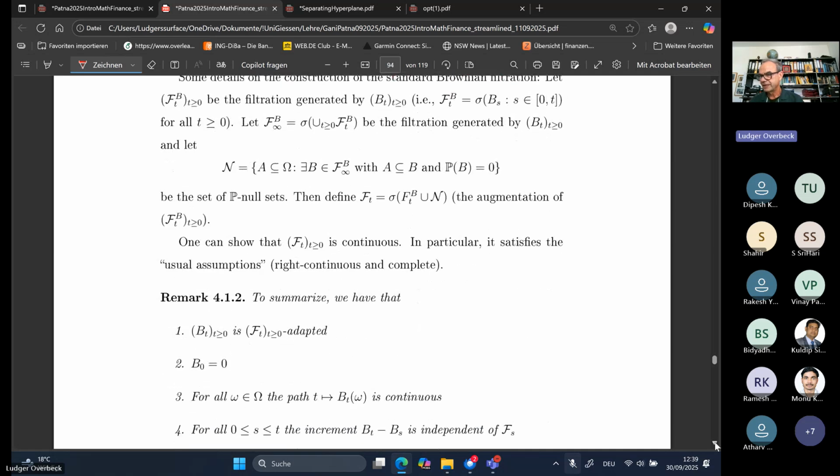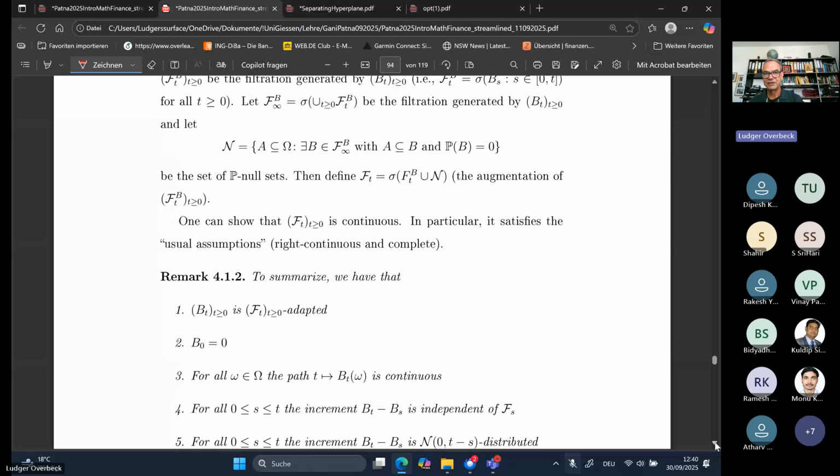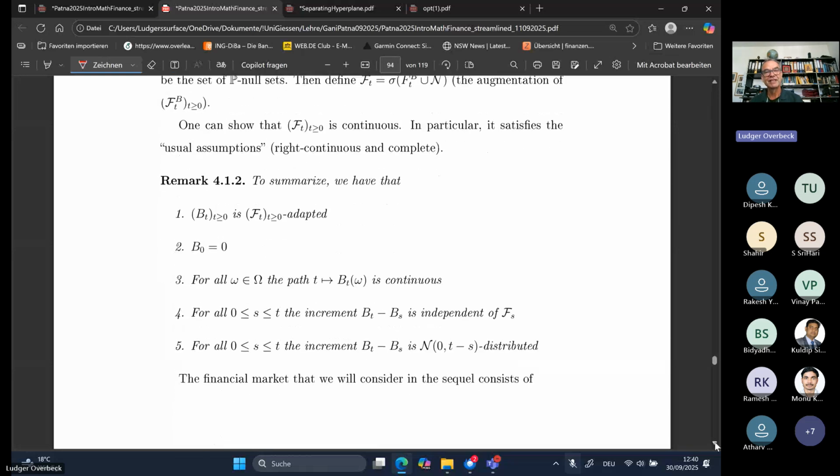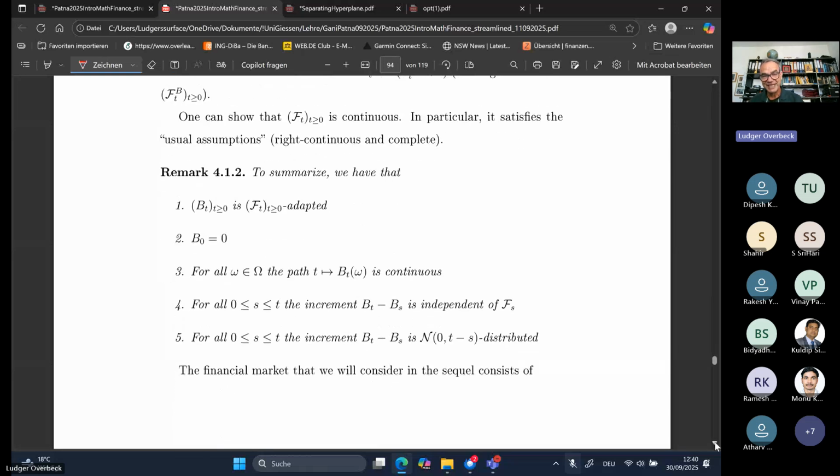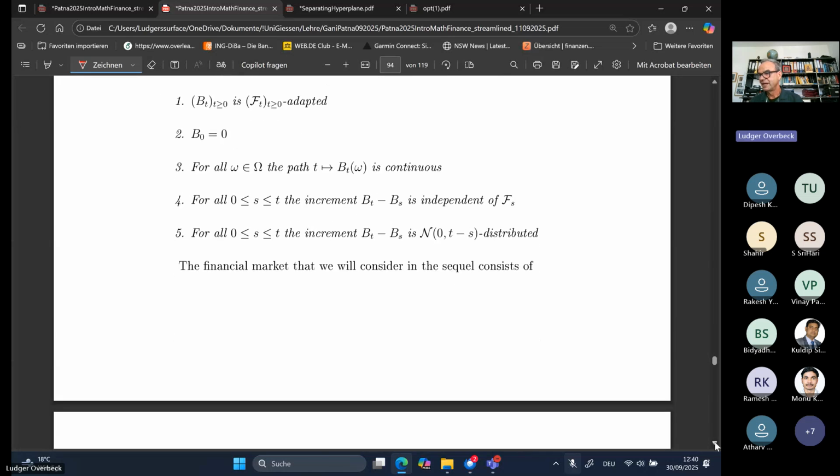Because to some extent we have already seen zero sets, because we have these equivalent martingale measures. The one technical thing here is that we put all subsets of zero sets into the sigma algebra. This is called augmentation of the natural filtration. That way we don't take the natural filtration adapted to B_t, but we put in all zero sets.